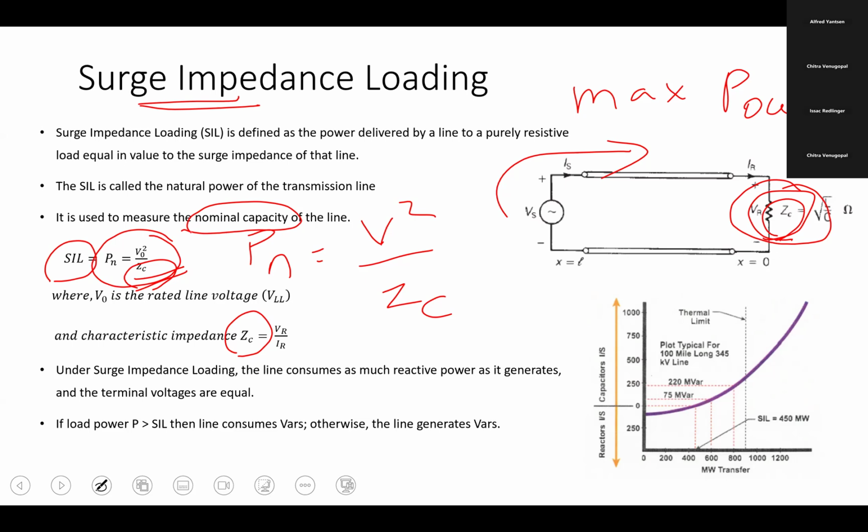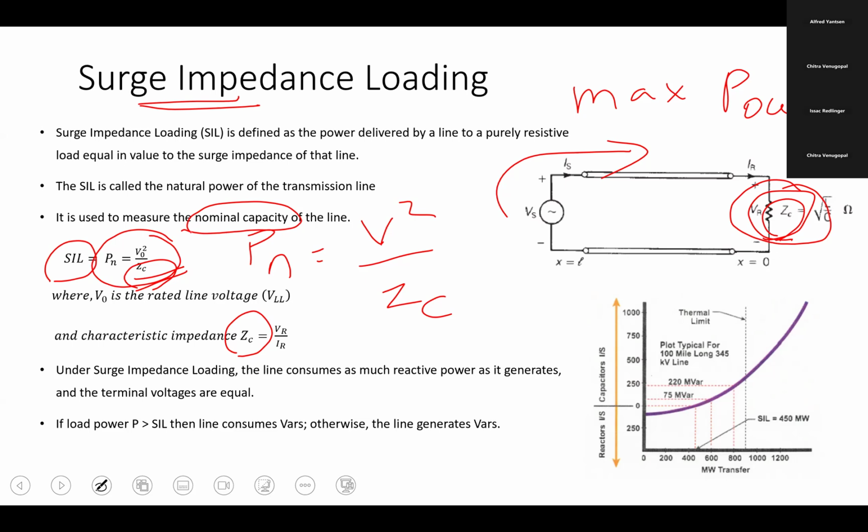Am I making sense? According to the maximum power transfer theorem, maximum power is transferred from source to load only when the load impedance matches the source impedance. So what is the only impedance that we are having in the line? It is the load impedance, Z. The load impedance is the only value that we are having, because the load impedance matches the source impedance.